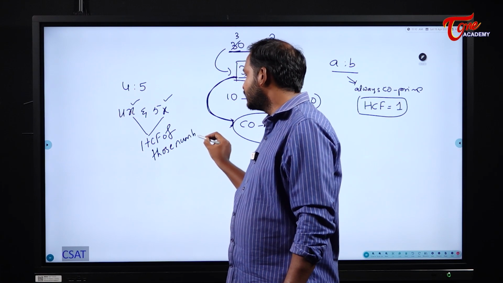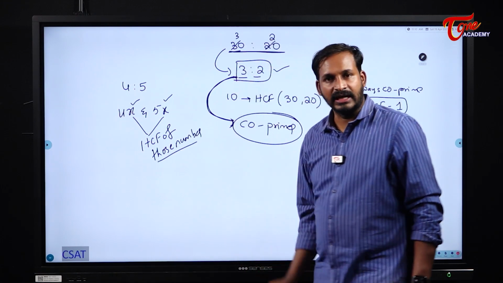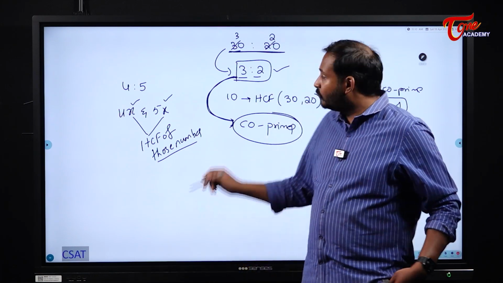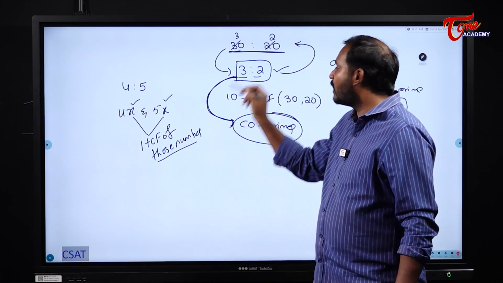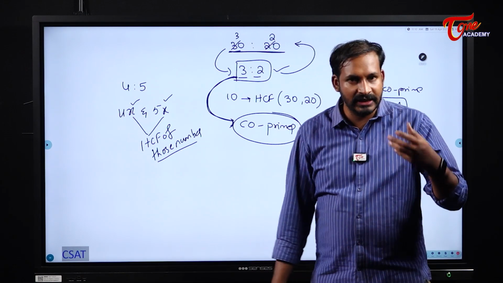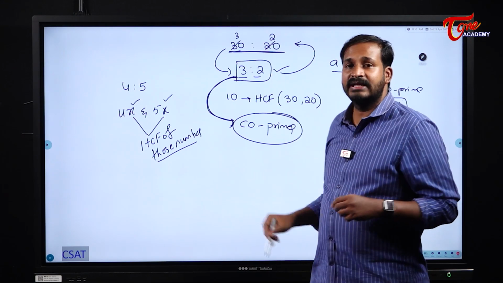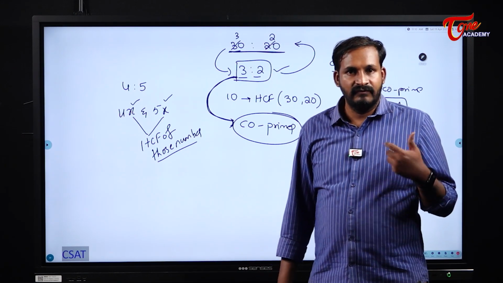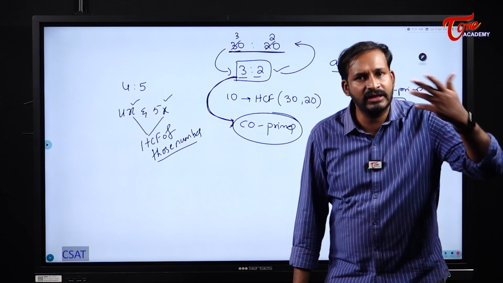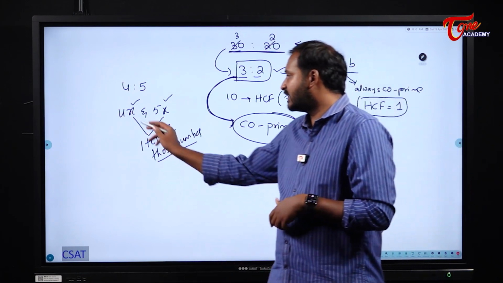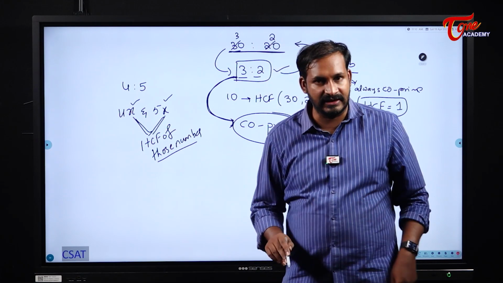Why? Because see here, students, the actual numbers are 30 and 20. After cancelling them, they became 3:2. To restore it to the original numbers, with what number should I multiply? With whatever number we cancelled, with the same number we need to multiply, right? With what are we cancelling them? With their HCF. To restore the numbers, I need to multiply with the HCF. That is, this x is nothing but the HCF.